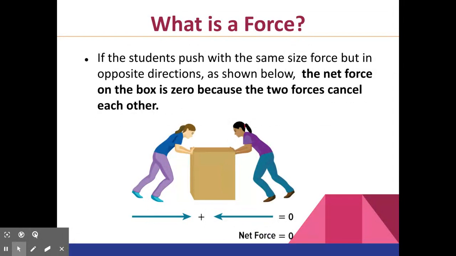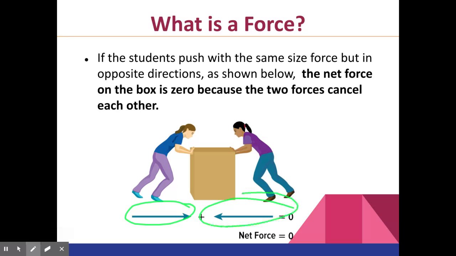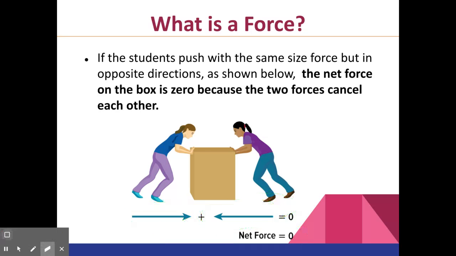And the same thing somewhat applies to this guy, that we've got equal amounts of forces moving past one another, but in opposite directions. So this one would be positive, this one would be negative. They cancel each other out, and then you're left with a net force of 0. Okay.